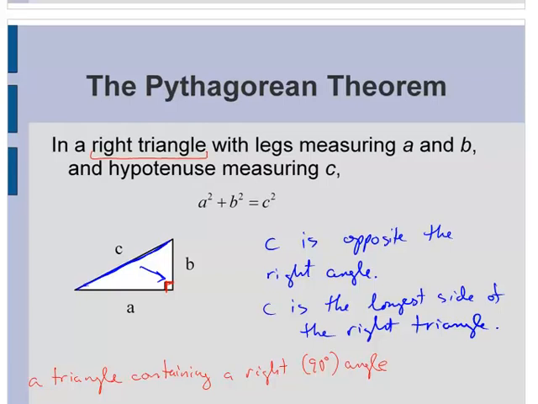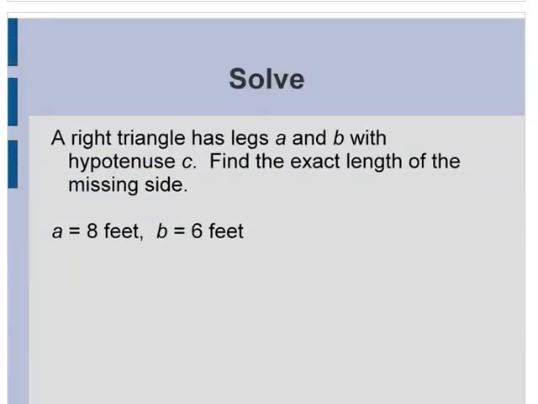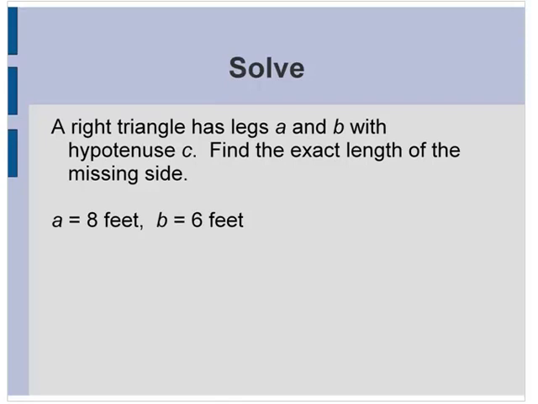All right, so let's see how we can use this. A right triangle has legs A and B with hypotenuse C. Find the exact length of the missing side. All right, so if A is 8 feet and B is 6 feet, then what is C, right?